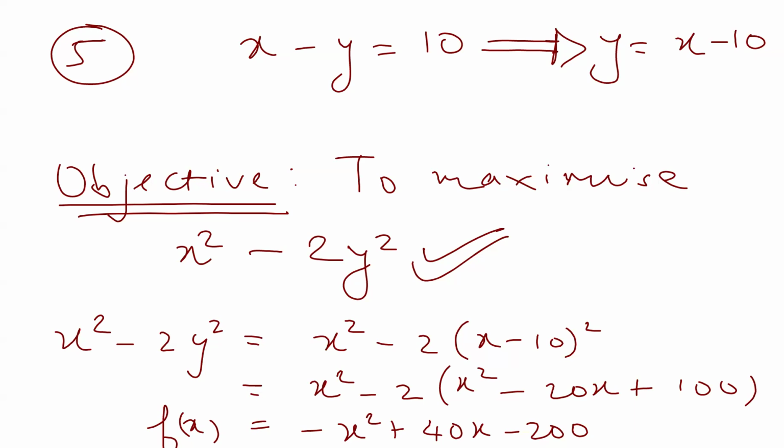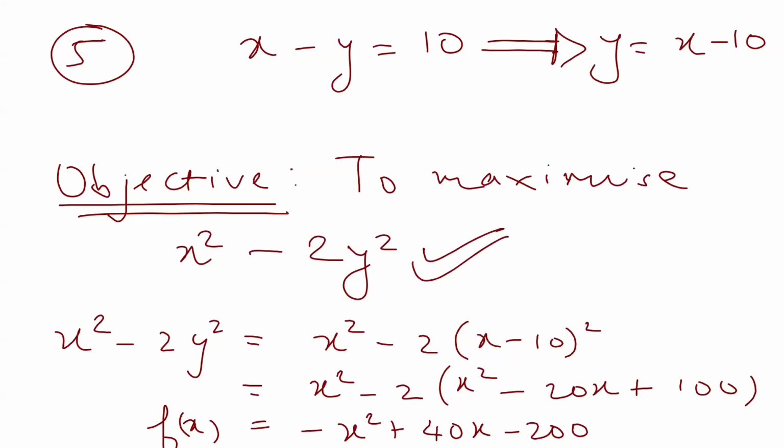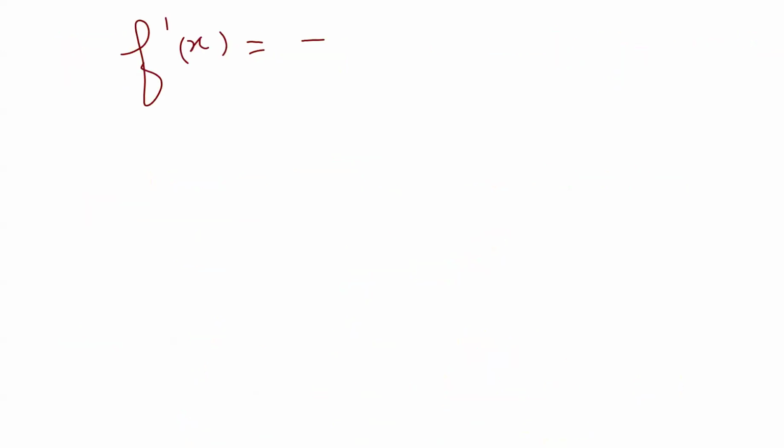The next step is f dash x, calculation of f dash x. Okay. So f dash x is nothing but the derivative of f of x. So that's minus 2x plus 40. F double dash x is equal to minus 2. Okay.